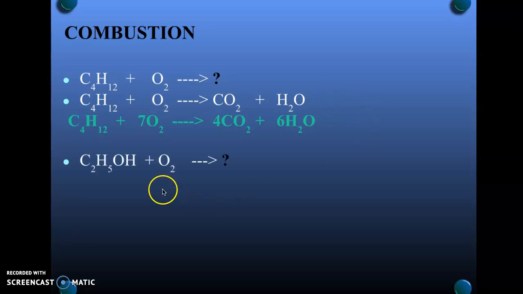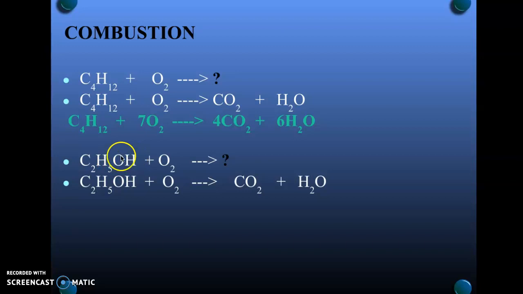Next example right here. You can tell it's combustion because of the O2 being a reactant. And even though this OH is right here, this is still considered a hydrocarbon. So we're going to get the same products. It's going to be CO2 and H2O. With this OH at the end, that's a type of alcohol. So alcohols have that OH group. This one is ethanol. So when we combust ethanol, we still get CO2 and H2O.